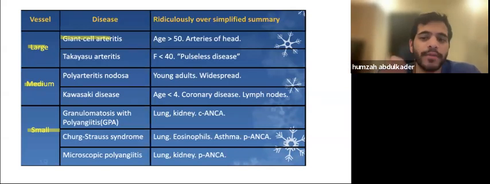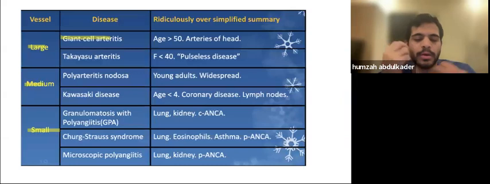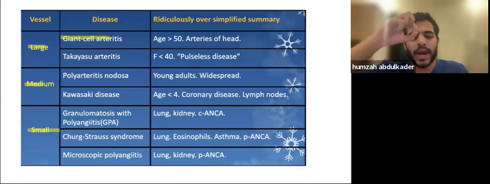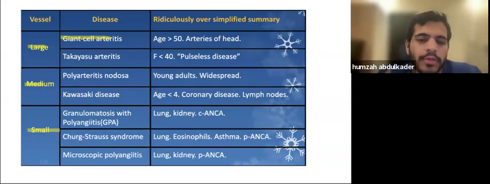Oftentimes it's the narrowing of the aortic arch or the great vessels, the proximal great vessels. So sometimes they'll give you an angiography or aortography, and they'll show you a narrowing near the aorta. If you see a young Asian woman and you see that narrowing, then immediately your mind should go towards Takayasu. Polyarteritis nodosa. The way I think about it is it affects almost everything except for the lungs.